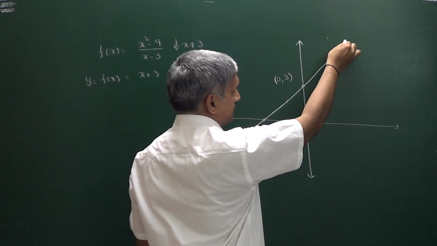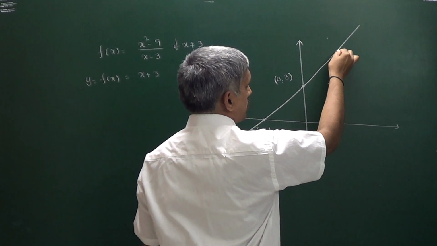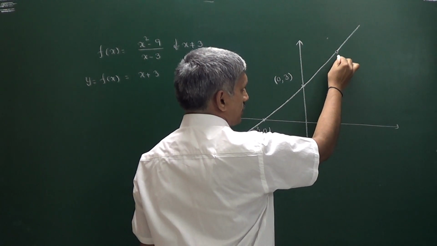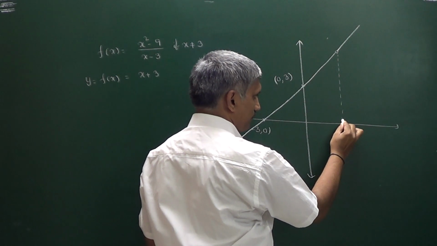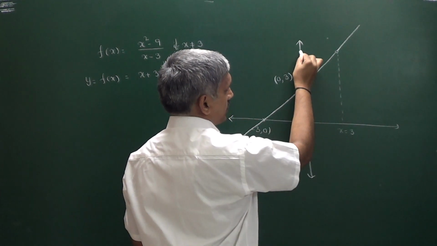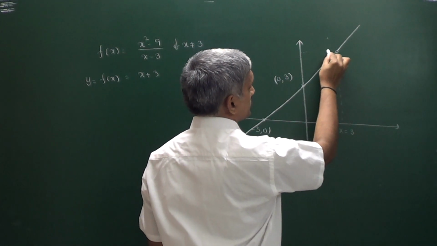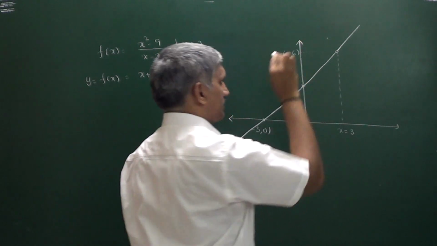So at 3, this function is not defined. This is the corresponding value of x, x is equal to 3, whereas here the corresponding value is 6. That means 0 comma 6.